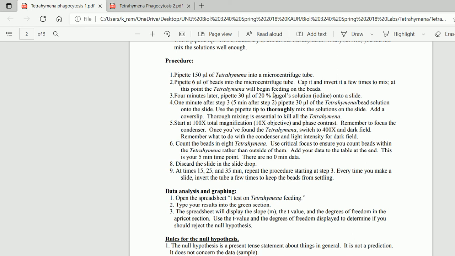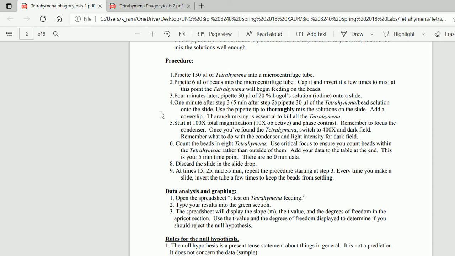When you take 30 microliters of that and add it on the slide, and the tetrahymena come in contact with iodine and you mix them nicely, you kill the tetrahymena. So whatever feeding has happened, we just want to count that. I hope you're understanding. I will explain more in the lab.